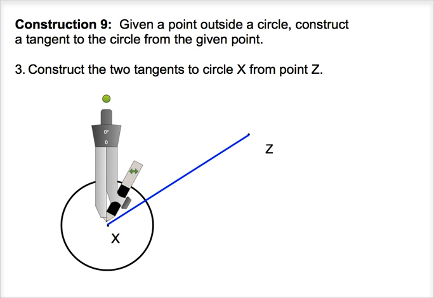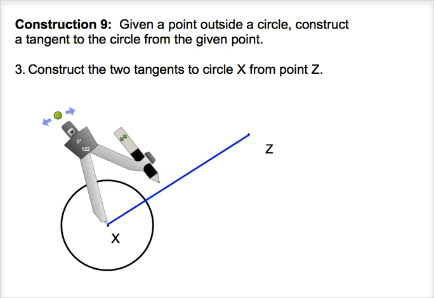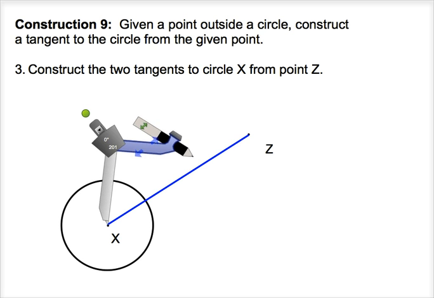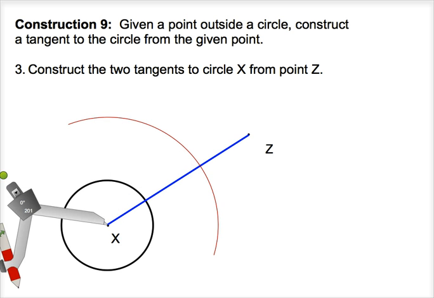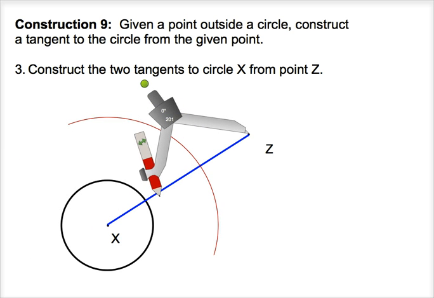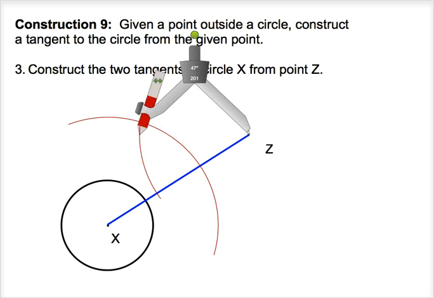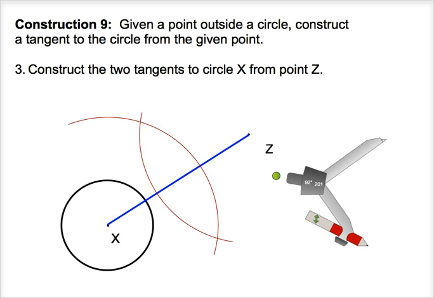So I'll put the point of my compass at X. Open up my compass to make sure that it's more than halfway to Z and swing an arc. And now I'll swing an arc from point Z. And I just want to find the midpoint of that segment. So the point that I really care about is just this point right here.